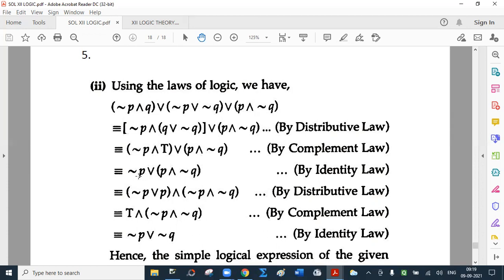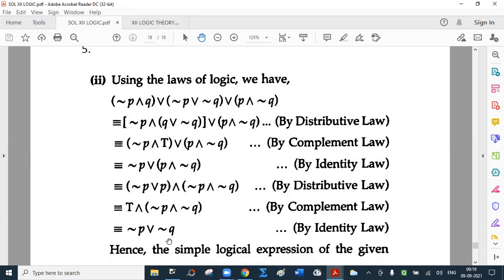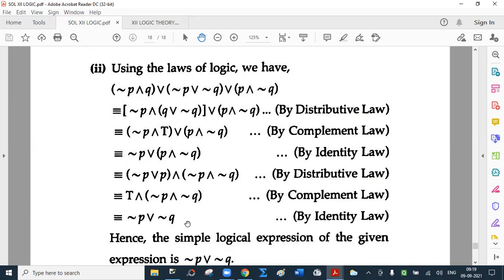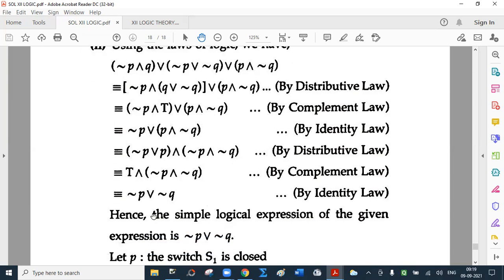This as it is. Again, distributive law. (Not P or P) and (not P or not Q). But not P or P is always true. Complement law. True and this is nothing but this only. So not P or not Q, identity law. You may also say this is basically negation of P and Q. Yes, but why write that? So the simple logical expression of the given expression is not P or not Q.